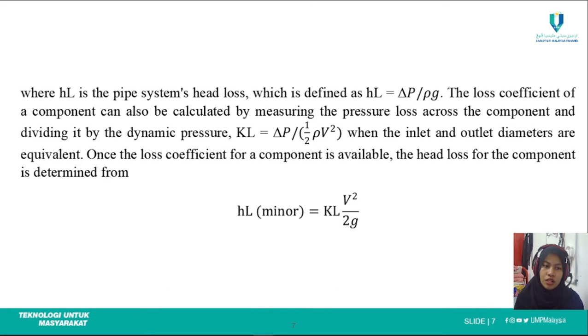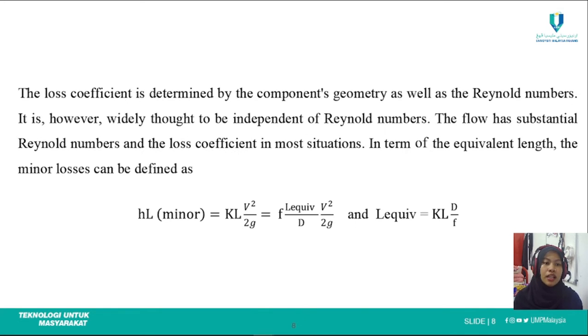The loss coefficient of a component can also be calculated by measuring the pressure loss across the component and dividing it by the dynamic pressure, where the inlet and outlet diameters are equivalent. Once the loss coefficient for a component is available, the head loss for the component is determined from this equation. The loss coefficient is determined by the component geometry as well as the Reynolds number. It is, however, widely thought to be independent of Reynolds number in most situations where the flow has a substantial Reynolds number.